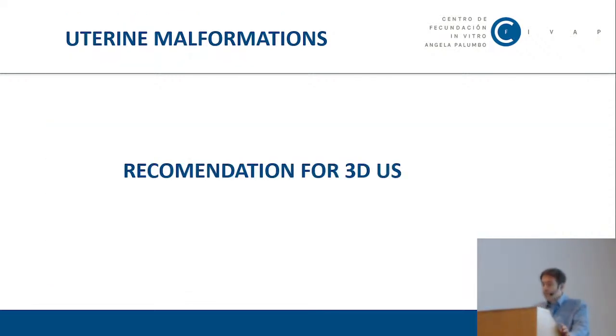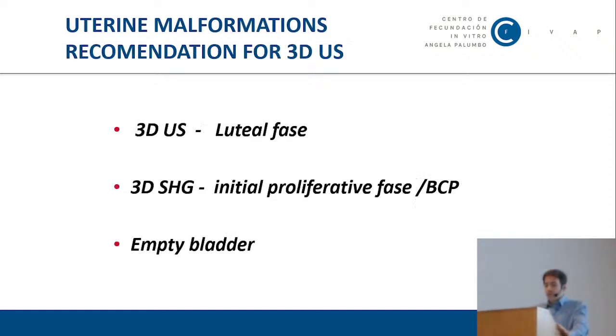What are the recommendations for doing a 3D ultrasound? I will give 3 recommendations that we normally follow for uterine malformations. If we do a normal 3D ultrasound, we do it in the luteal phase, so we can see the uterine shape and the endometrial shape very well. With 3D sonohysterogram, we try to do it in the initial proliferative phase or with birth control pills, and with an empty bladder.